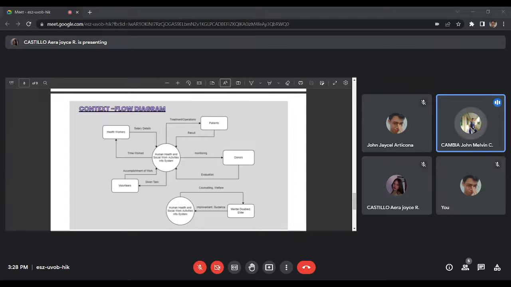We all see the cycle and the function of the context flow diagram, and it is easier to understand how every business works and functions properly.